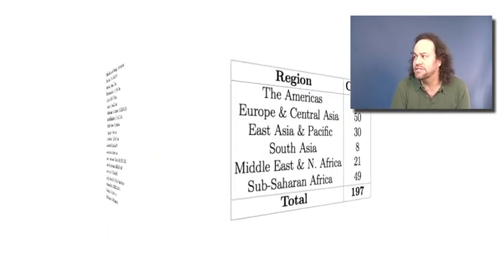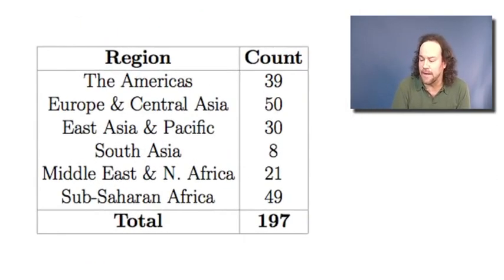Well, here's the count that we get. We see that there's 39 in the Americas, there's 50 in Europe and Central Asia, there's 30 in East Asia and the Pacific, there's 8 in South Asia, there's 21 in the Middle East and North Africa, and there's 49 in Sub-Saharan Africa.